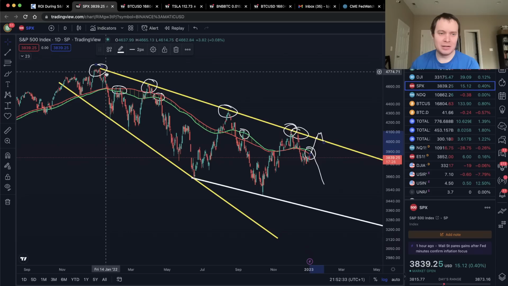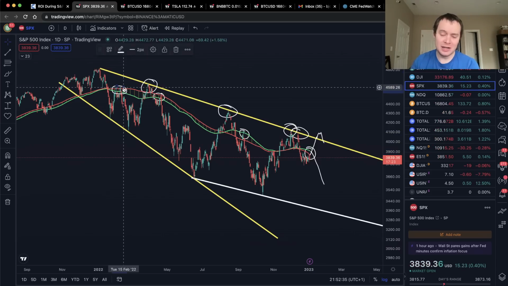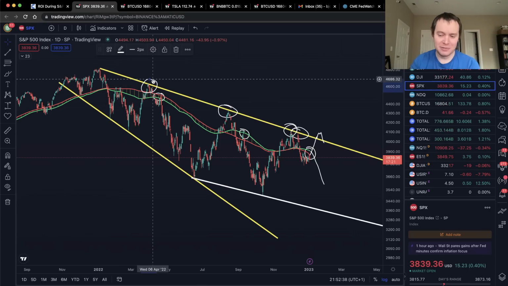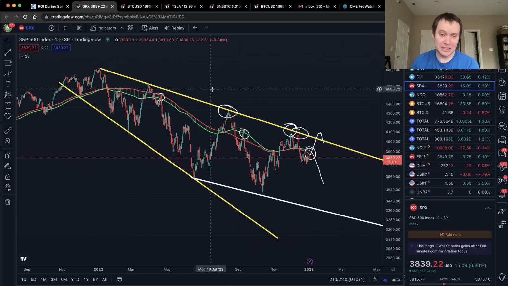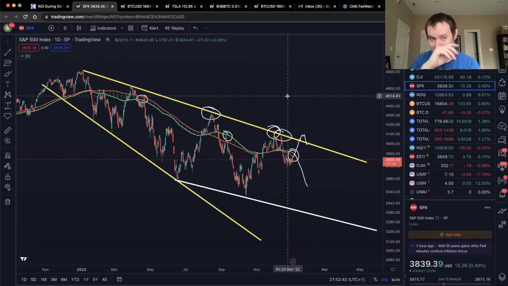But of course, at some point, you'll have to flip that strategy and go with a new one. But so far, it does seem like it has worked out fairly well. So this is where the S&P 500 is right now.